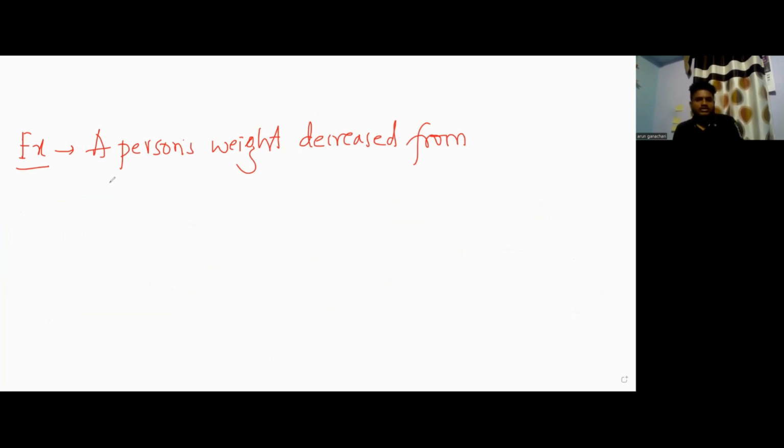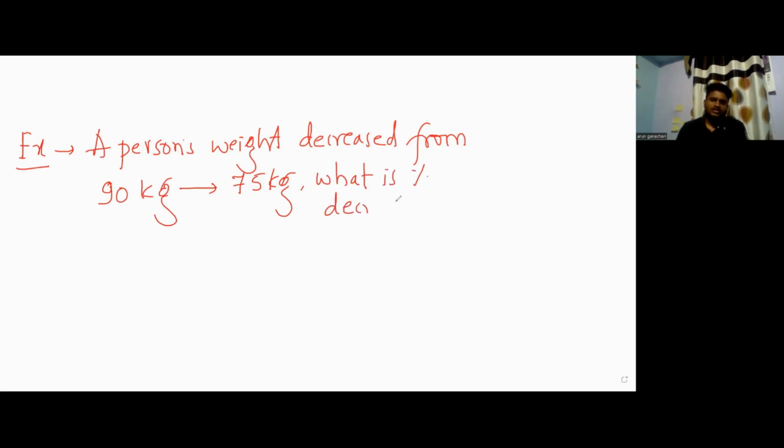And your weight was 90 kg. A person's weight was 90 kg, and he had to reduce it to 75 kg. So a person's weight decreased from 90 kg to 75 kg. What is the percentage decrease in his weight? Can you calculate and tell me?